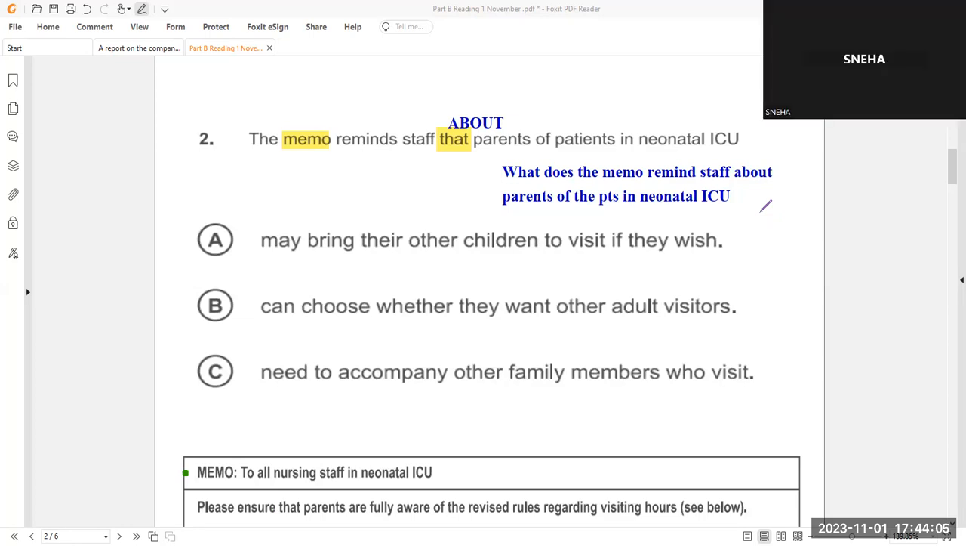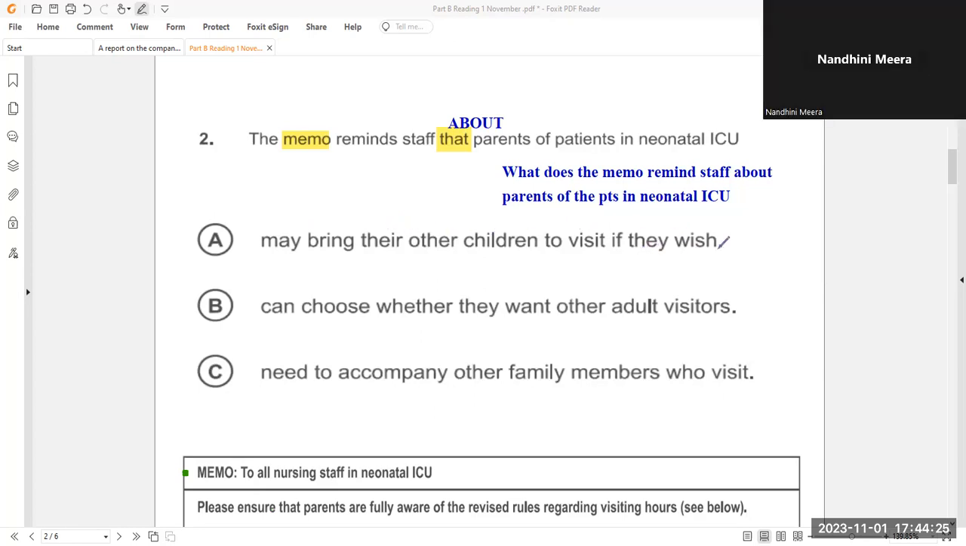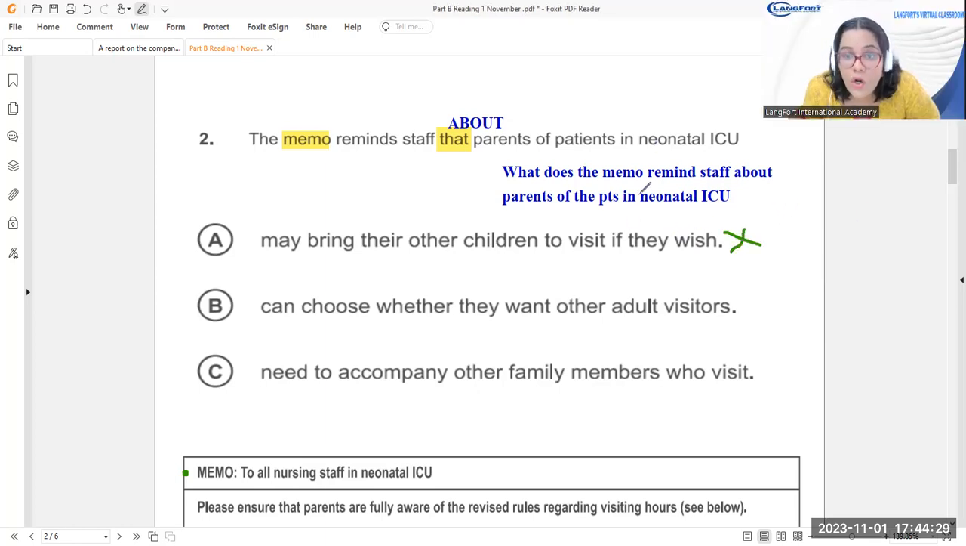Yes, ma'am. The memo reminds staff that parents of patients in neonatal ICU may bring their other children to visit if they wish. So other children visiting, is it up to the parents? Does the memo say that parents of the patients in neonatal ICU are allowed to bring their other children to visit if they wish? No. No, ma'am. That decision is made by the unit, not by the parents. Okay. All right. Next one.